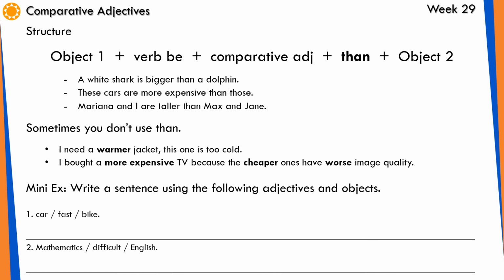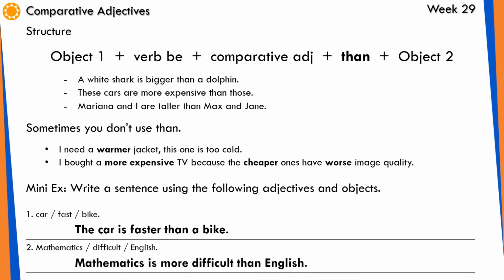Mini exercise. Write a sentence using the following adjectives and objects. In number 1 we have car, fast, bike. Let's do it. The car is faster than a bike. We are following the structure that we have above. Number 2. Mathematics is more difficult than English. Again, we are using the same structure, but the difference is that in number 1 we have a short adjective, and in number 2 the adjective is long. That's why they look different.